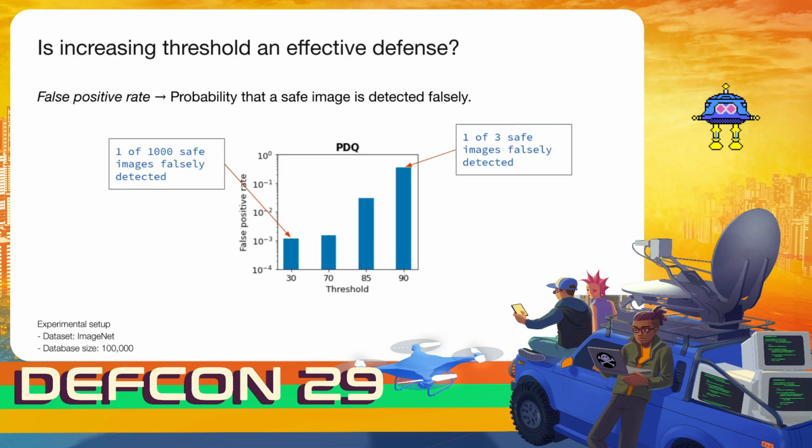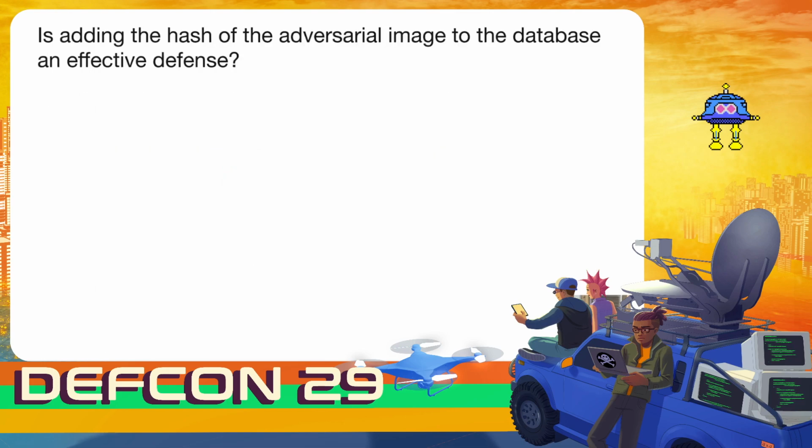So, okay, but what if the algorithm to attack is public? Our adversarial attack is public, and someone on the defense side, who is making these client-side scanning systems, can create an adversarial image for all the images in the database and add the hashes of the adversarial images to the database, basically expanding the database. Would this be an effective defense?